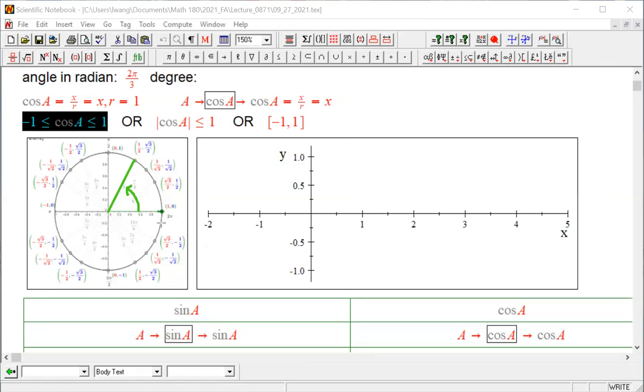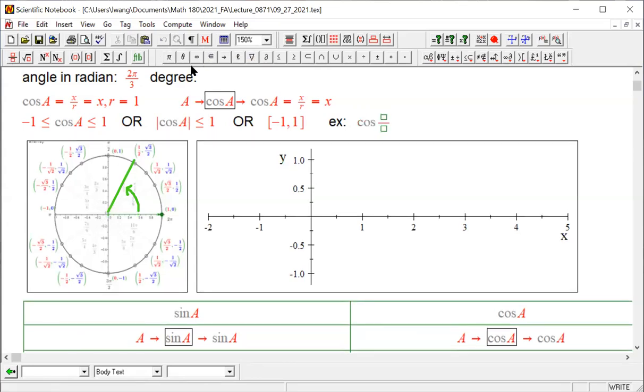What's the cosine of pi/3? It's the red value, which is half, right? Write it down. Example: cosine of pi/3 equals the red number, half, right? You see, input after function, you get the ratio.